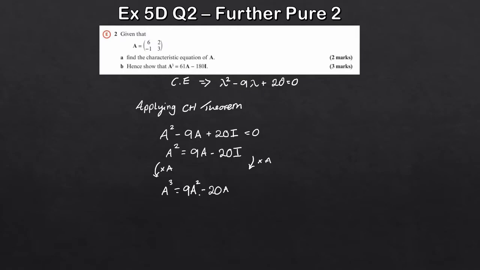We want a cubed is equal to 61a minus 180i, whereas we've got 9a squared minus 20a. So we're going to need to do a little bit more with this to get it into the correct form. Well, remember, we have this here. This is in terms of a squared. And because it's in terms of a squared, where I've got an a squared here now, I can just substitute that in. So a cubed is equal to 9 lots of a squared, and a squared is 9a minus 20i.